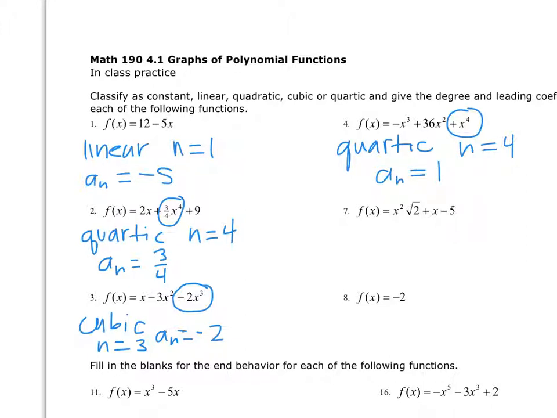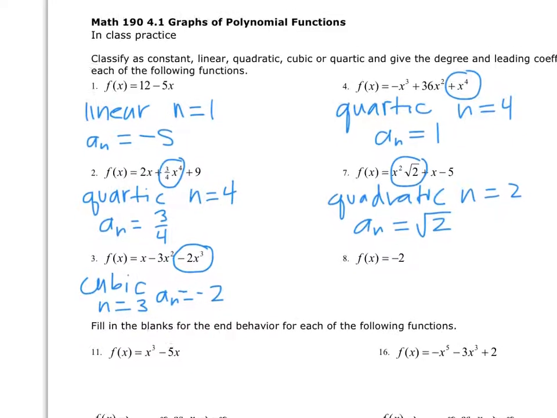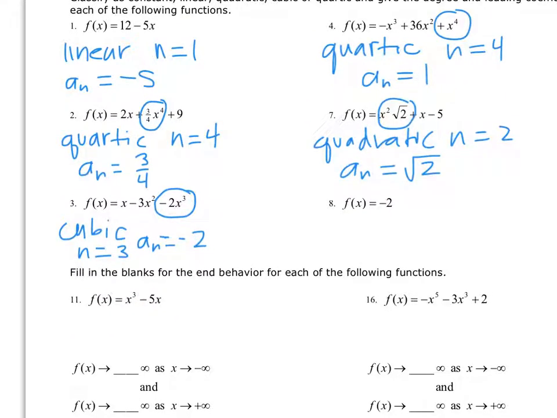For number 7, our leading term is this one. We've got a quadratic because we have x squared. So degree is 2, and our leading coefficient is the square root of 2, which is a real number, so that's a valid coefficient. All right, number 8.